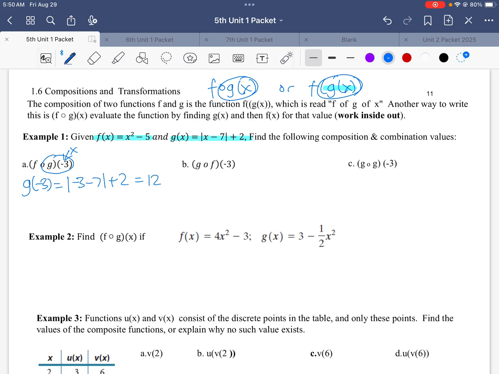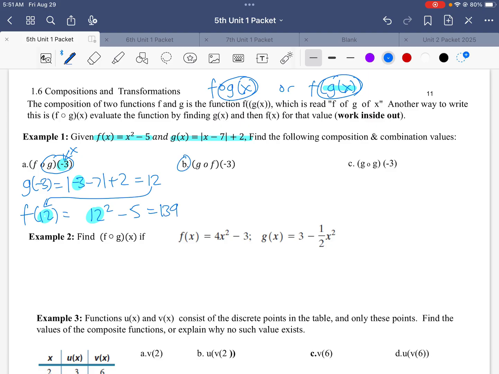If you're not sure, ask your partner. So what I'm doing here is I'm taking -3, and I just popped it into the function. We now take that answer and we plug it into f, the first function, so we want f of 12. Take your answer and plug it into f. So here we have x squared minus 5, so 12 squared minus 5. Let me just highlight that. That goes where the x is in our function, and 12 squared minus 5 is 139.